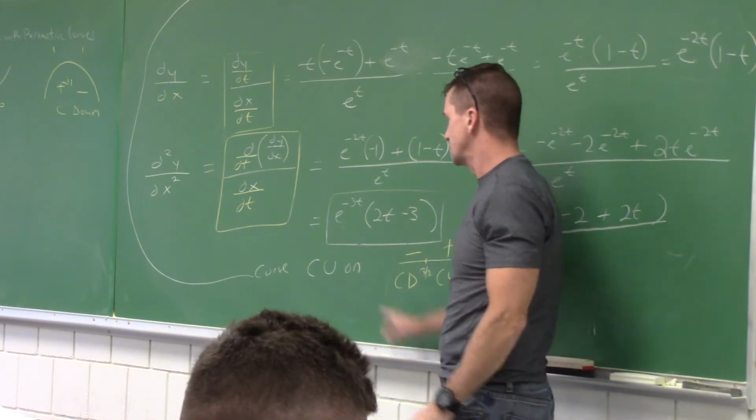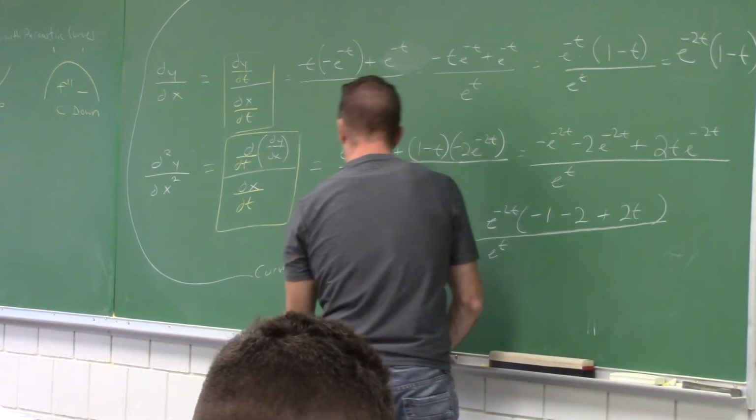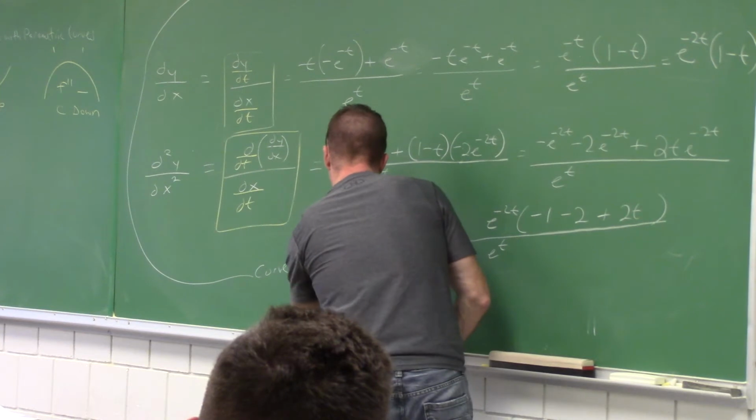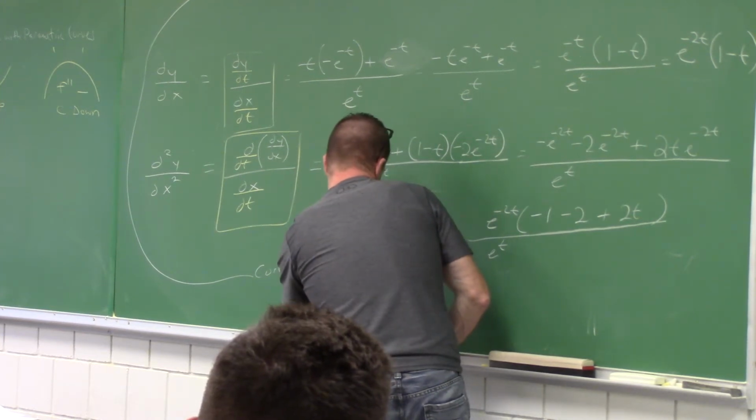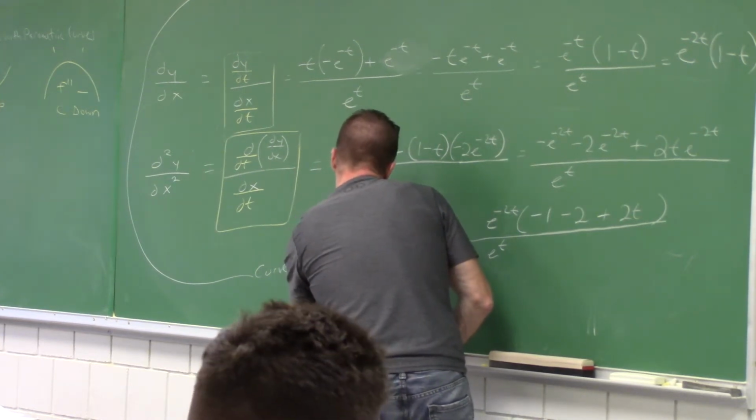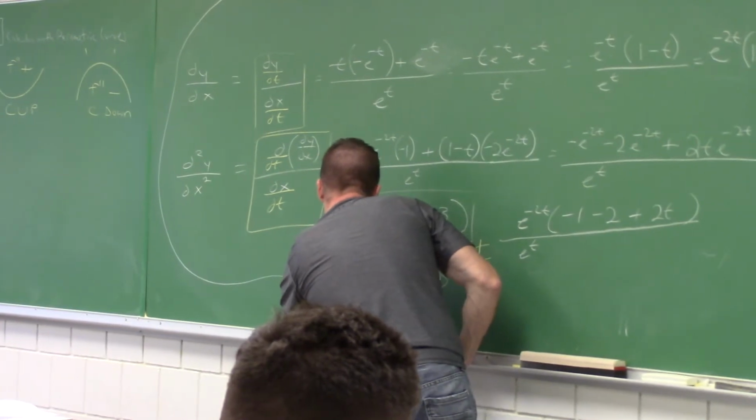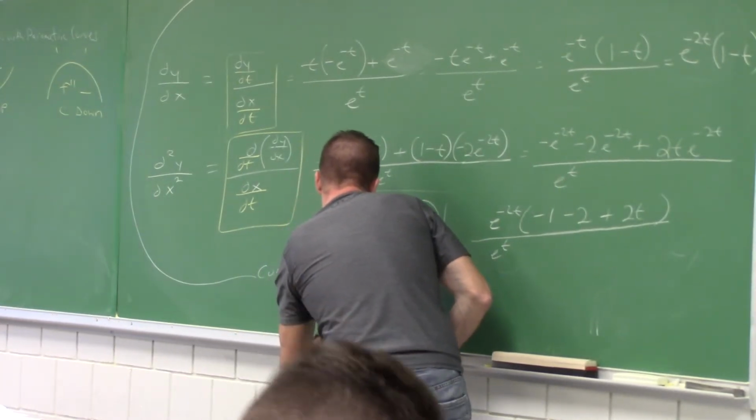So when it's concave up, I'll use interval notation, 3/2 to infinity. And where is it concave down? CD. Negative infinity to 3/2.